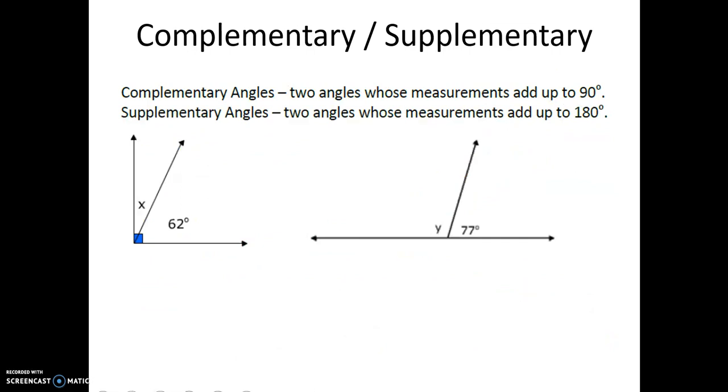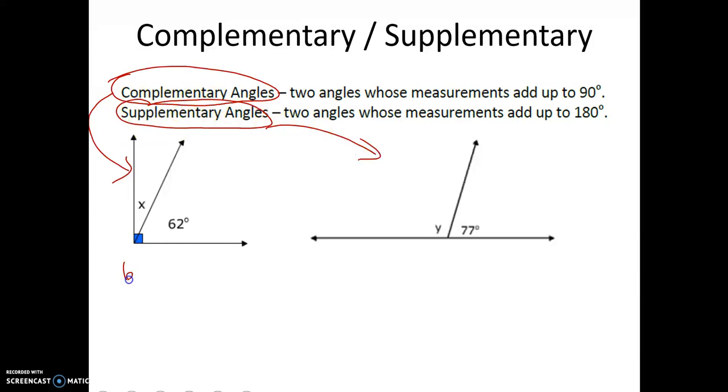Complementary and supplementary, these are the ones that we did talk about. So complementary, 2 angles whose measures add up to 90. Supplementary, 2 angles whose measures add up to 180. So if we're looking at this one, we know that this is going to be complementary. So complementary angles, talking about this. Supplementary angles, talking about these. So that means 62 plus x has to equal 90. Subtract the 62 from both sides, leaving me with x is equal to 28 degrees.